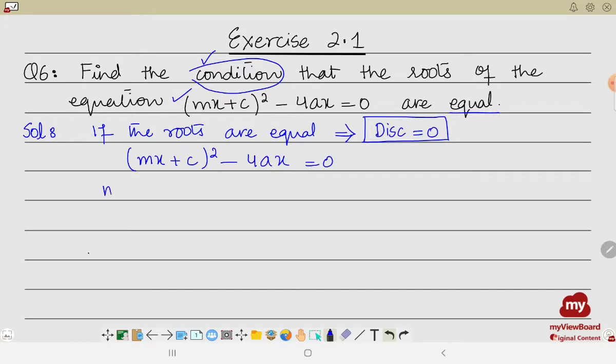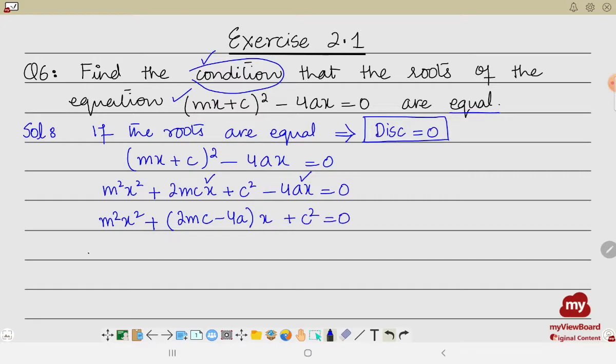Here we'll have m²x² + 2mcx + c² - 4ax = 0. Now we are going to combine the like terms. These two are terms for x, so we take x as common and we are left with (2mc - 4a)x + c² = 0. Now we have converted the equation into standard form.